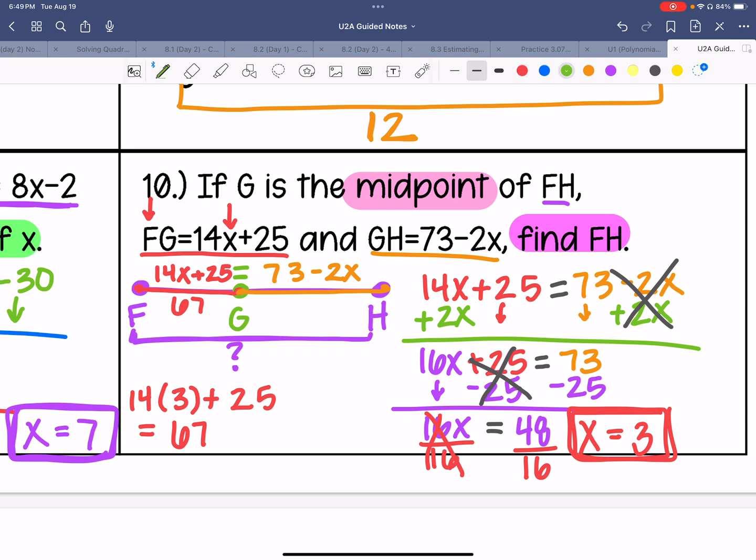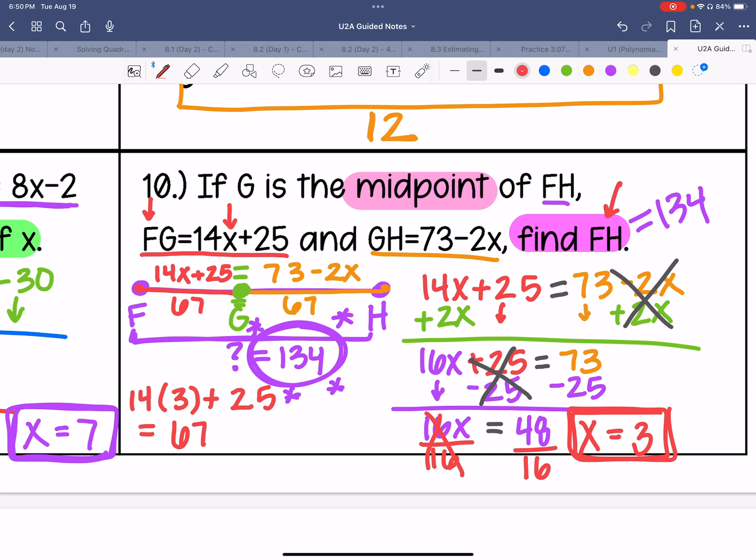Well, remember, G is a midpoint. So these segments have to be equal. So if the left side of the midpoint is 67, the right side is also 67. So if I want to know the entire segment length, I am going to add 67 plus 67. So we're going to add those together. And we are going to end up with our entire segment, which would equal 134. So that is going to be our final answer, because that answers the question to find FH.